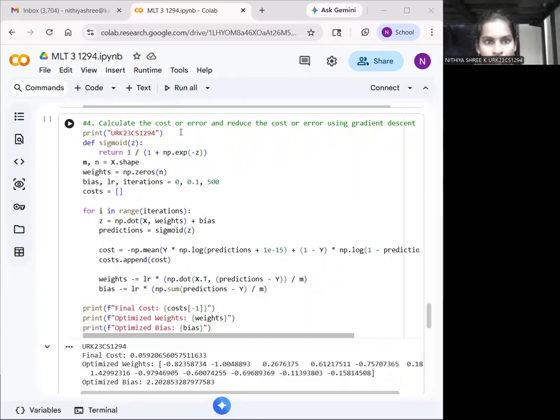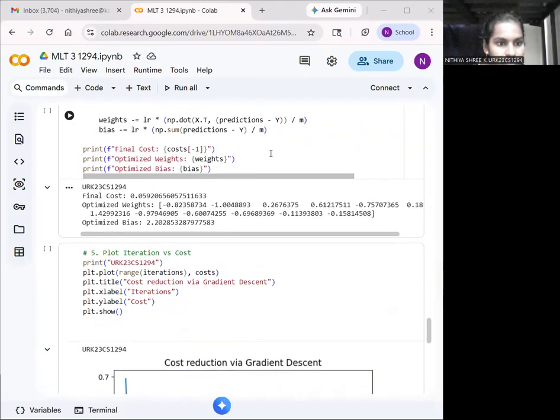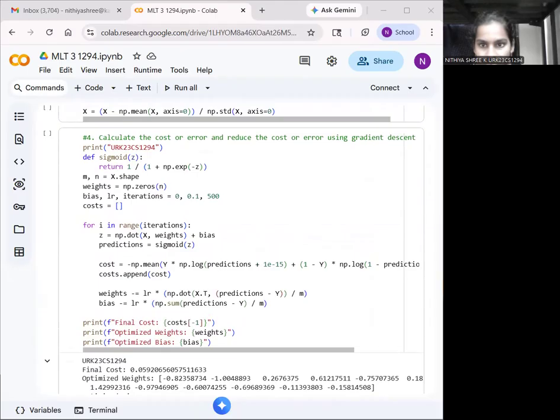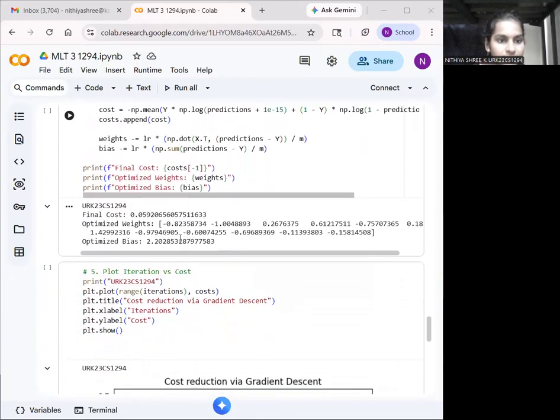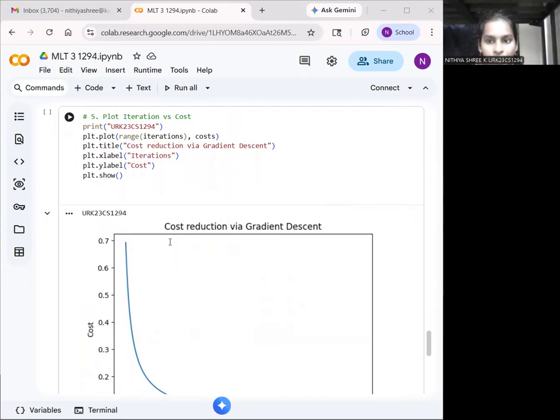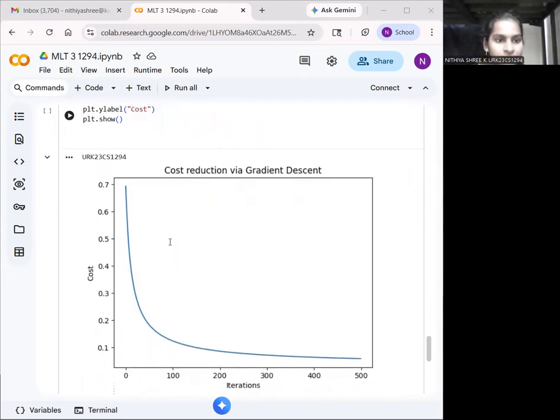Calculate the cost or error, and reduce the cost or error using the gradient descent rate. Use the sigmoid function to get the probability. Train the weights and bias using gradient descent to reduce errors. And then plot iteration with cost. Track the cost over iterations and plot the curve.